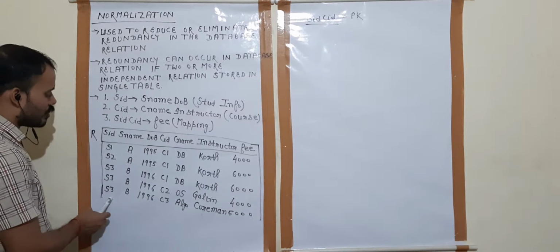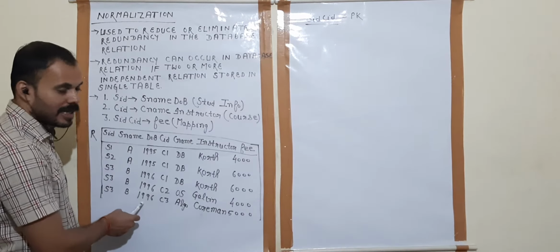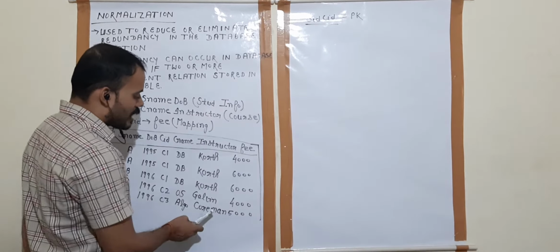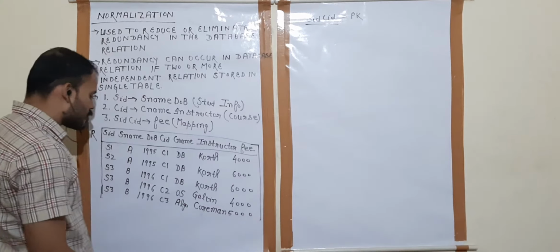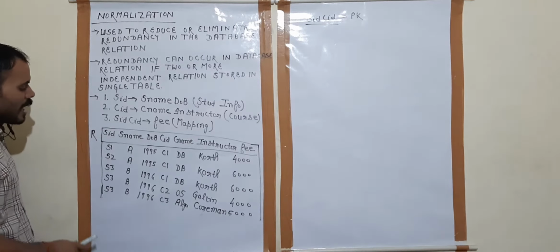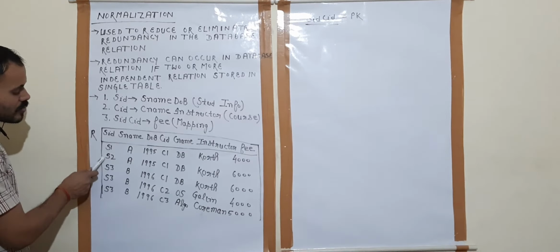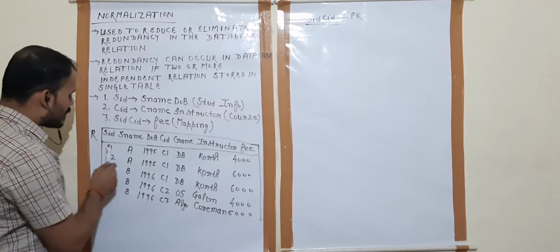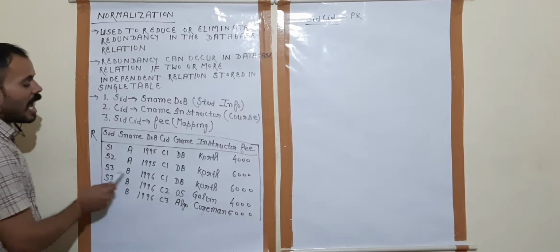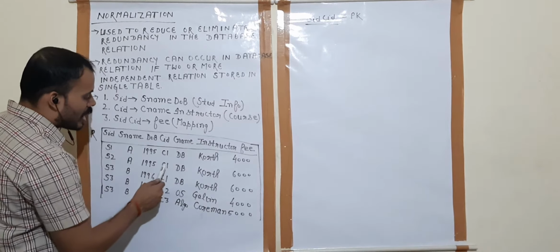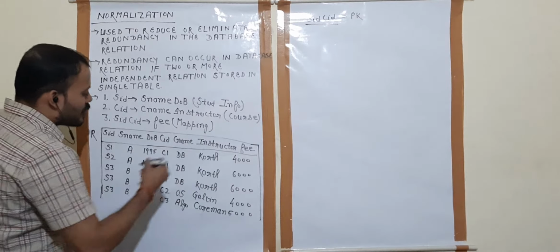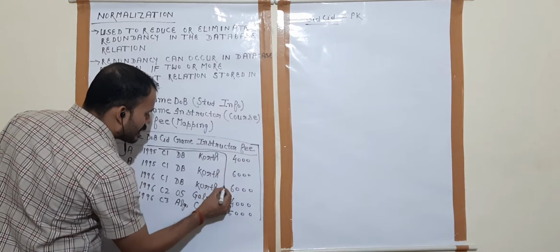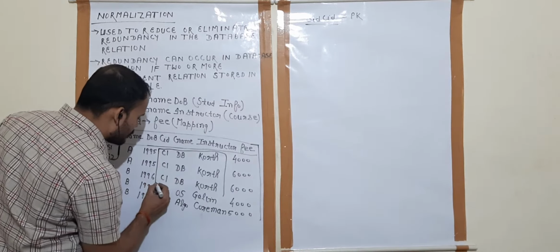Same student S3, whose name is B and whose date of birth is 1996, is enrolled in the course C3, whose course name is Elko, instructor is Coleman, and fees is 5,000. Understood? Now see here, these three students, S1, S2, and S3, are enrolled in the same course, C1, database, and the instructor is the same.